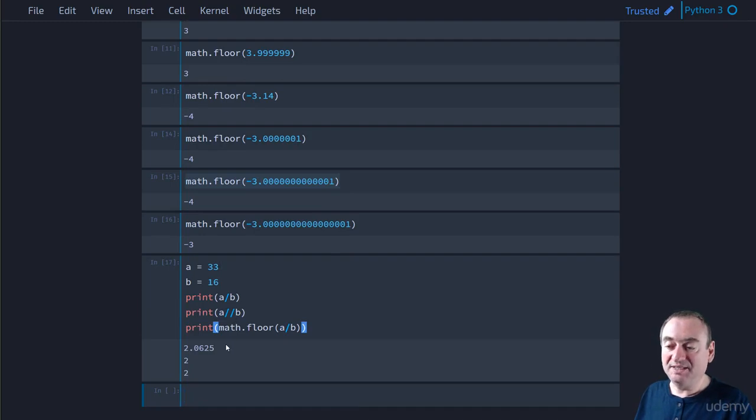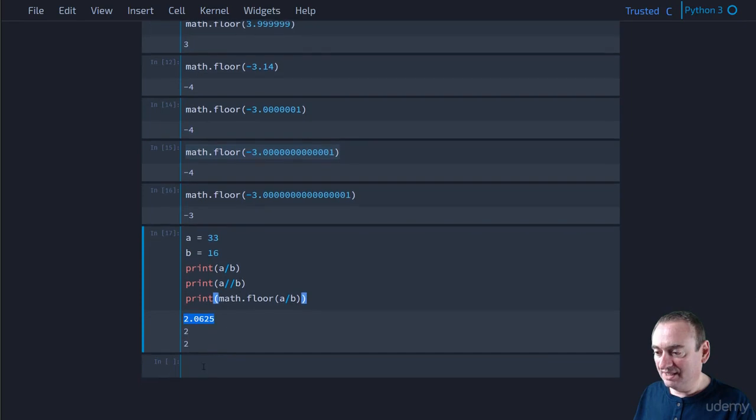So 33 divided by 16 is 2.0625. A div b is 2, which is the floor of 2.0625. Okay, the largest integer less than or equal to this number here, 2. So in both cases, that works.